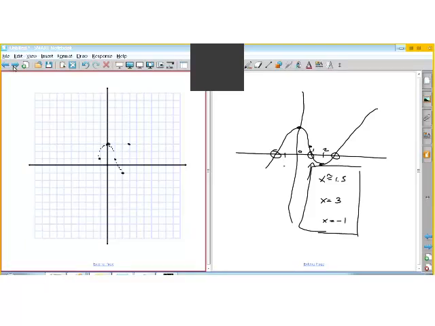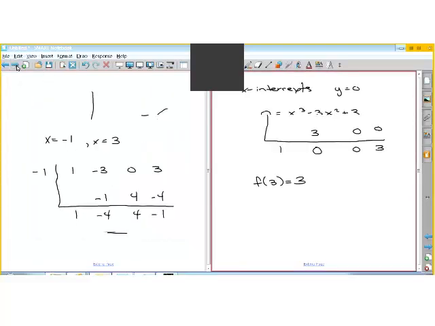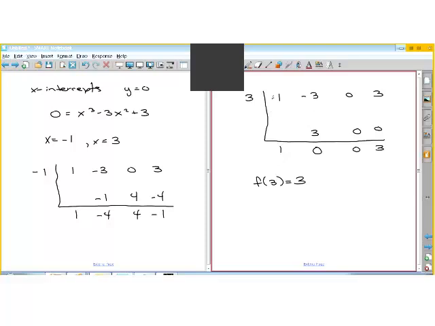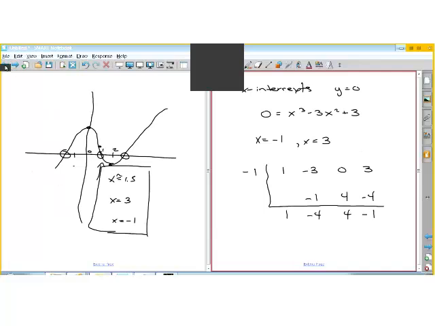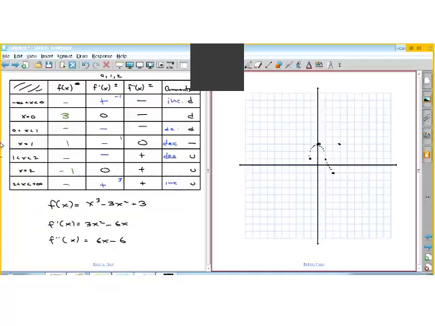Let's just check that. Also, that last point doesn't seem quite right. Let's make sure I did that right. 1, bring that down. 3 times 1 is 3. -3 plus 3 is 0. 3 times 0 is 0. Okay, well, that's what it says. I'm going to stop again. I'm going to look at the graph to make sure I'm not doing anything wrong.